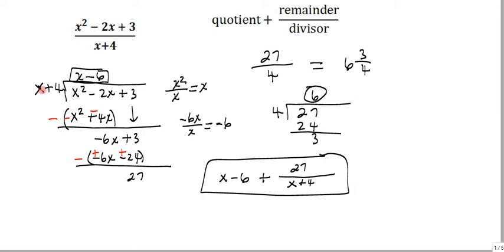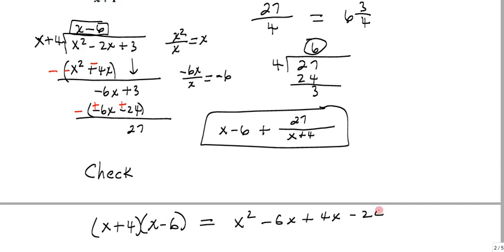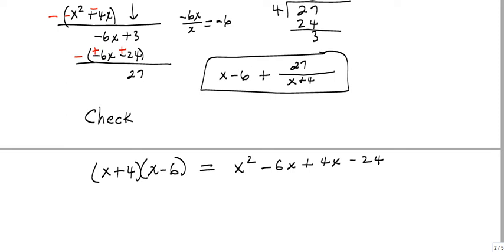Now to check that answer, we just have to multiply the quotient, the x minus 6 times the x plus 4, and then add on the remainder. So in other words, we would do this to check. We take the x plus 4 times the x minus 6. Do that first. And when you FOIL this, well, x times x is x squared minus 6x. This is plus 4x. And then this times this is a minus 24. And then we're going to combine those terms in the middle to get x squared minus 2x minus 24.